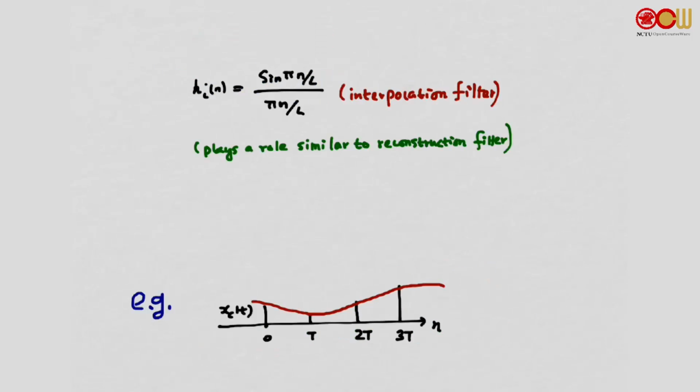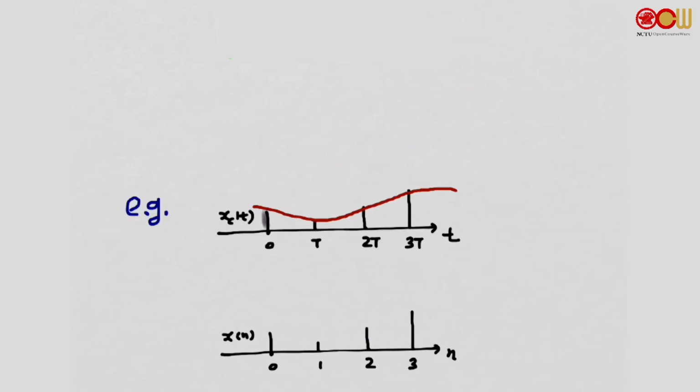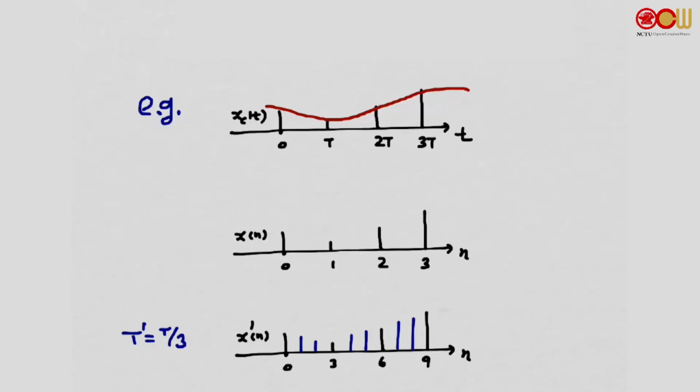And this interpolation filter plays a role similar to the reconstruction filter when we do D to C conversion. For example, we have an x_c(t) here, like so. It's a function of t, and we take samples at 0, T, 2T, 3T, then we get x[n]. Then these are the samples that we get. If now the sampling period is 1/3 of T, then we have x'[n]. In addition to the samples of x[n], we have samples from here, samples from here, samples from here. And so we will get some extra samples.